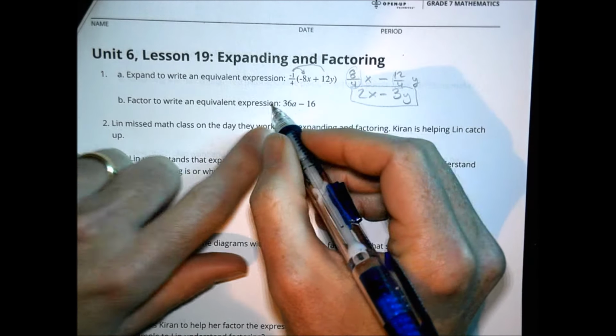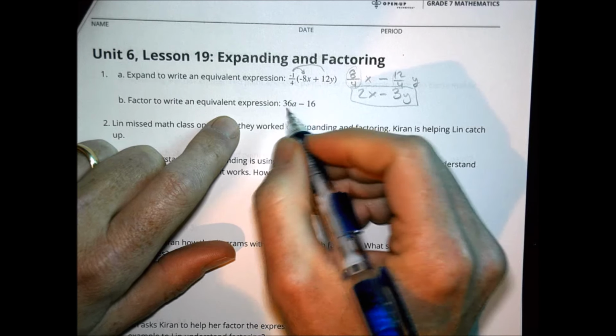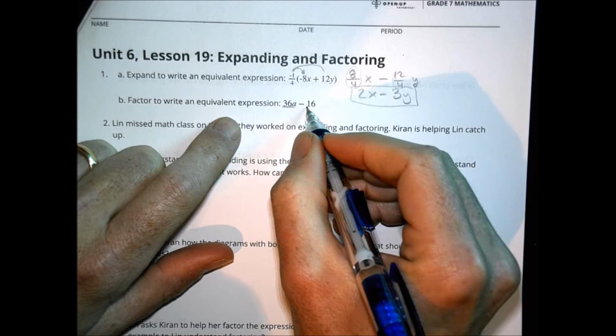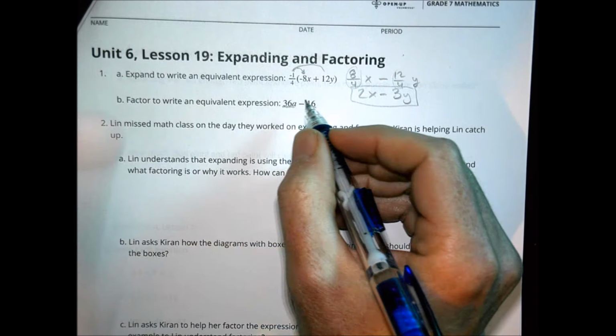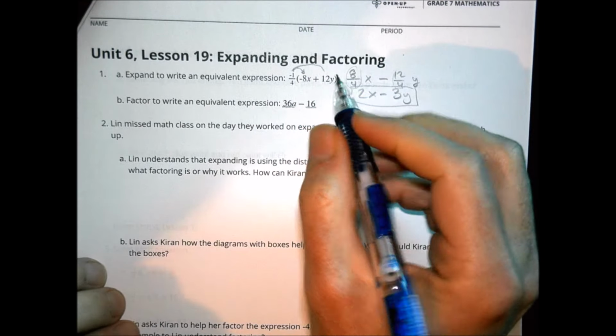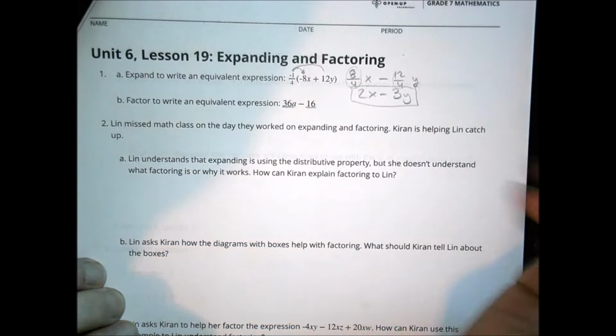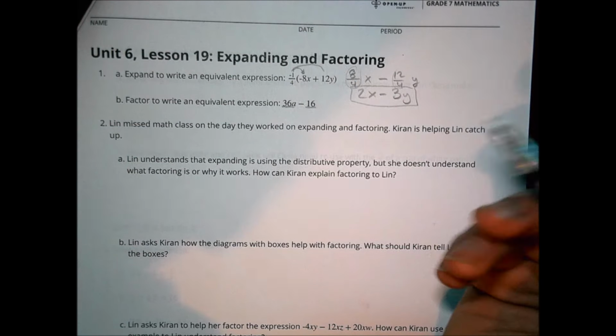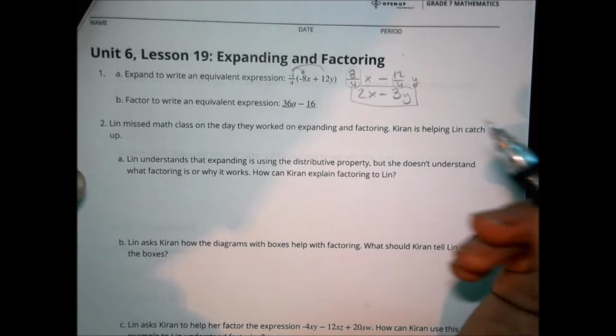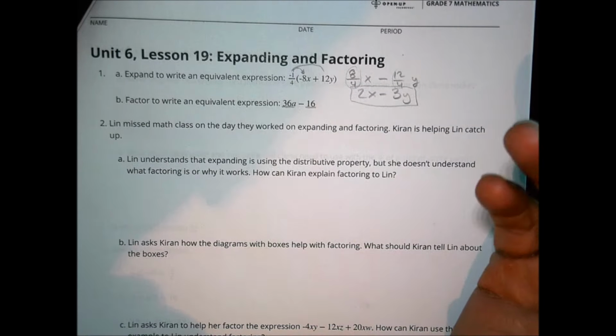And here we're going to factor out to write an equivalent. So what do they both have in common? I have a 36 and 16. And this is where it is important to know your math facts. What do they both have in common? Sometimes it's good just to think, well, if you don't know them, if they're both even, you could at least pull a 2 out of both of them and that'd be okay.